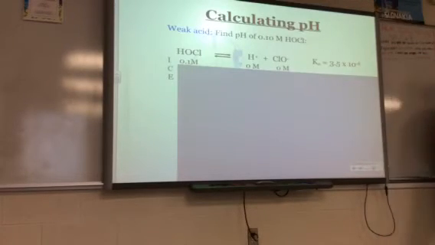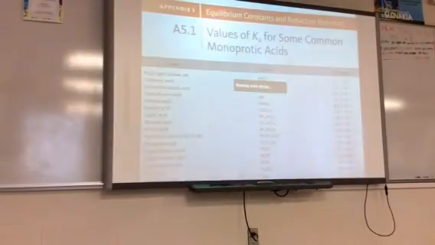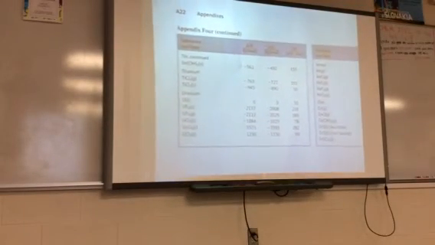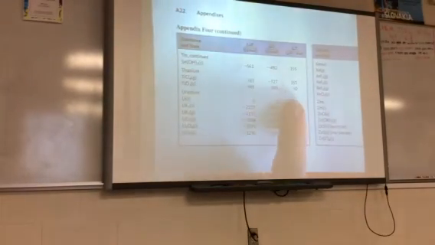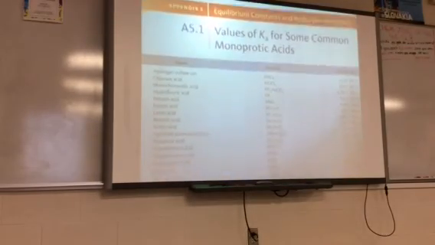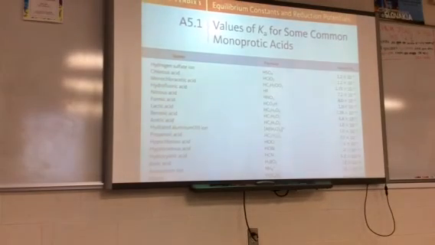That Ka right there, I want to show you in the book how that came about. In the appendix, notice where I'm at in the book. It's way at the end. We have page A22, right at the end of the thermodynamic table. You got the delta H, delta G, delta S values. Here is another table that we'll use. Values of Ka for some monoprotic acids.